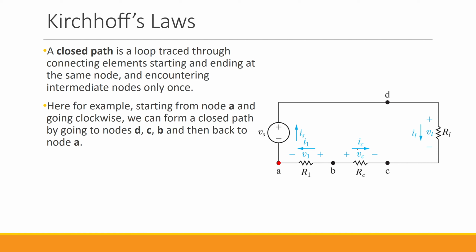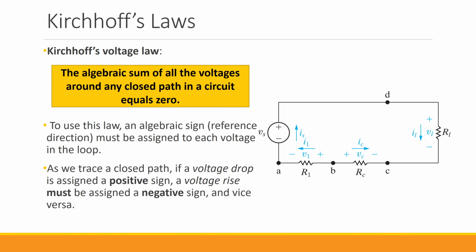So now that we have defined the concept of the closed path, it's a good time to see what Kirchhoff's voltage law is. We saw Kirchhoff's current law. What is Kirchhoff's voltage law? Kirchhoff's voltage law states that the algebraic sum of all the voltages around any closed path. You see, this is important. Around any closed path in a circuit equals 0.